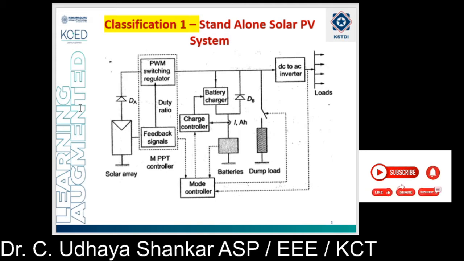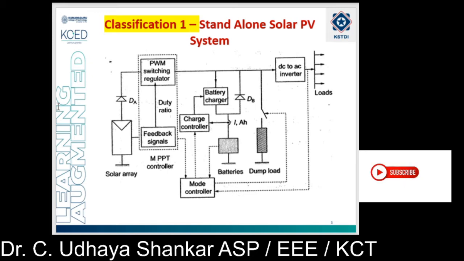And similarly, when the sunshine is not available, or when the sunshine is very less, whatever energy that was stored in the battery earlier will be supplied through the inverter to the load. The battery discharge diode DB, you can see that there is a battery discharge diode DB, and this is used to prevent the battery from being overcharged.